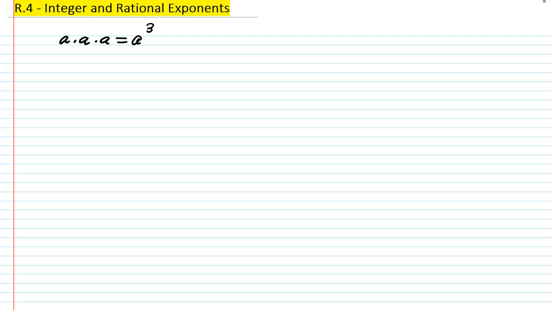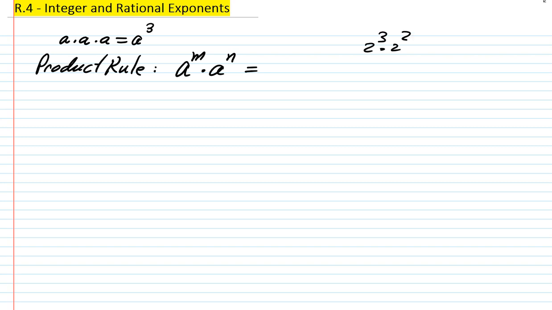Now, in this lecture, we're interested in some of the properties of exponents. Things like the product rule, the power rule, the quotient rule, things like that. So let's talk about the product rule first of all, the product rule of exponents. For example, suppose I have a number to the mth power times a number to the nth power. Well, we could show you an example. For example, 2 cubed times 2 squared.